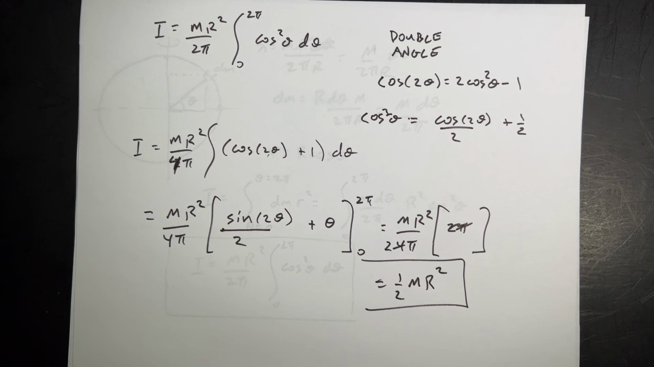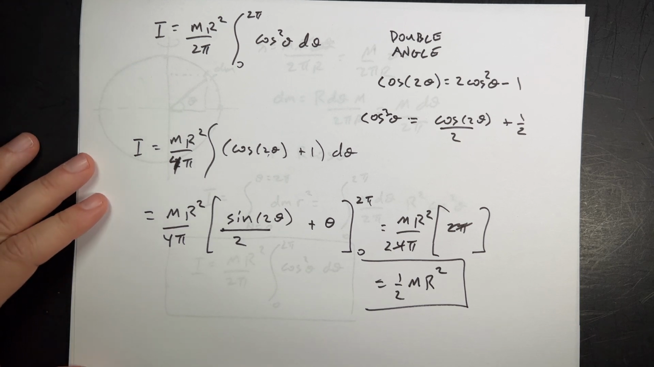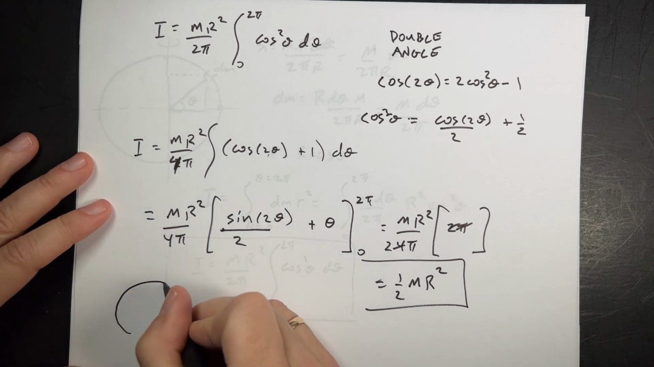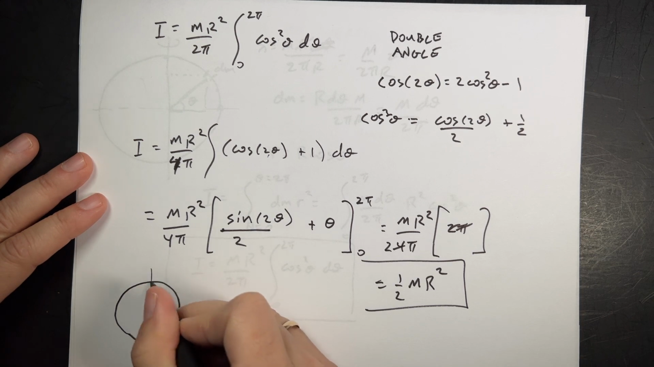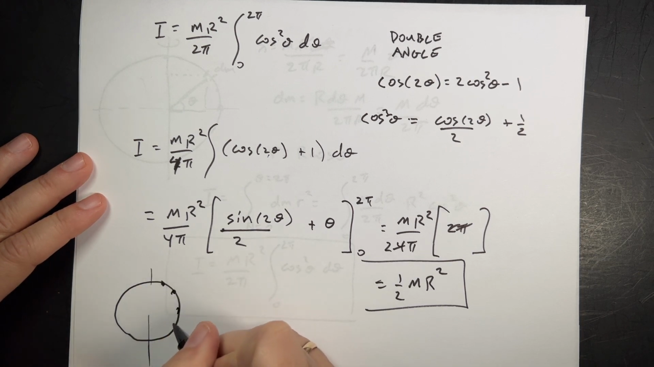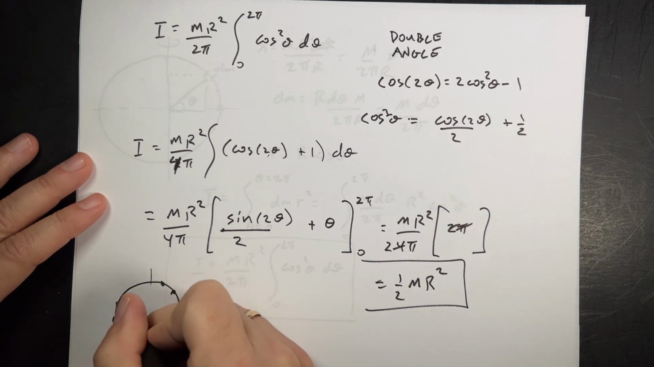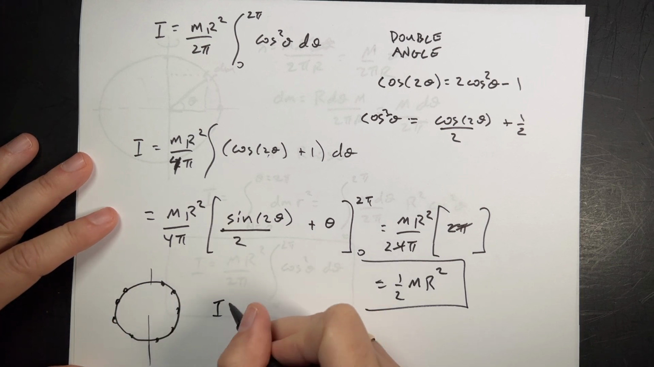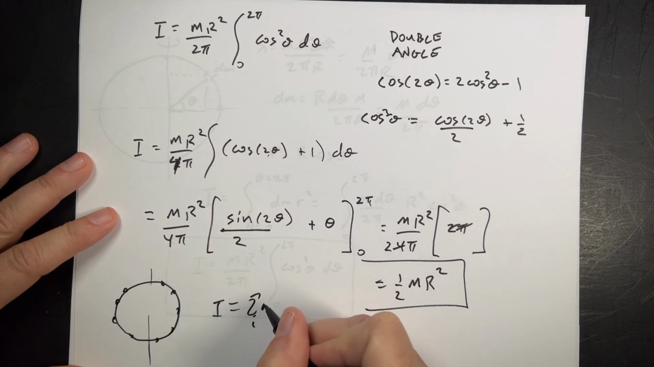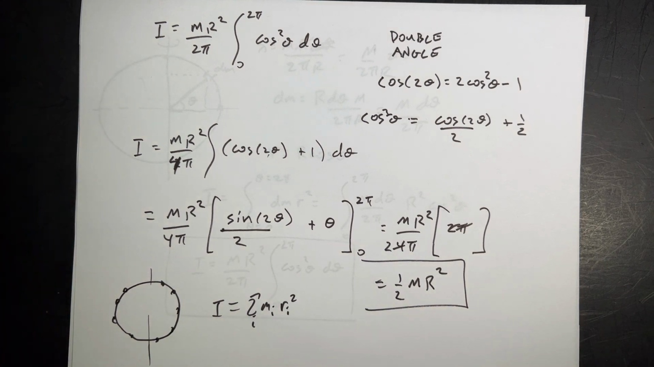Now, I'm actually going to do this again. I'm going to do this numerically because I think it's fun. In this case, what I'm going to do numerically is take a ring and break it into a finite number of pieces, and then say I is the sum over i of m_i r_i squared, and see if I get the same thing or close. It'd be fun, just for fun.